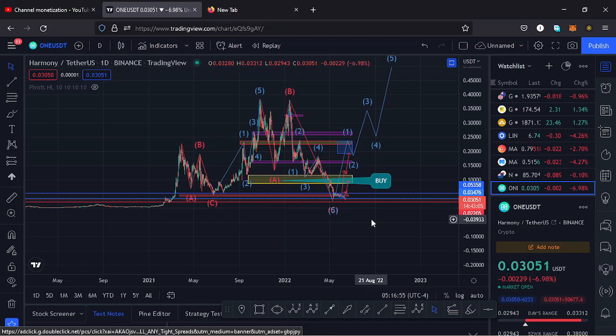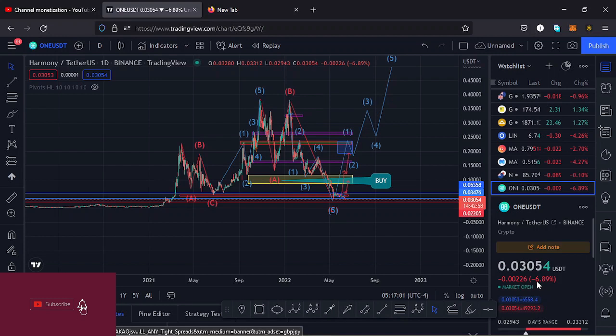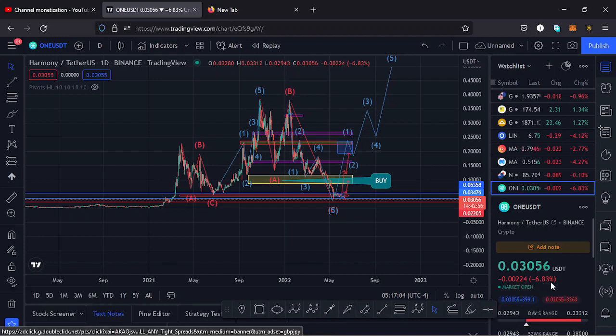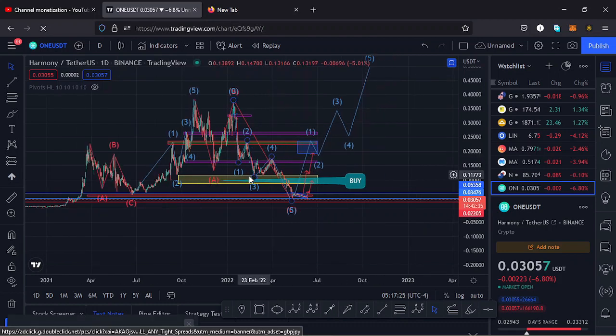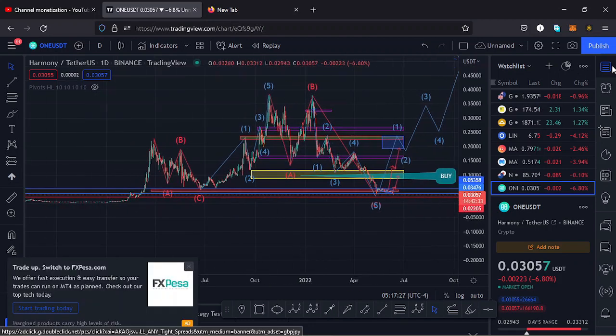Harmony One's current price stands at the $0.03 mark, and here on TradingView the market is down by negative 6.86%. To be honest, the prices on the Harmony One chart are not looking good at all. I want to base my analysis on the Elliott waves and the Fibonacci's. So if you're interested in such content, make sure that you stick around till the end of this video. And I want to just give a brief of what has been happening on this chart.